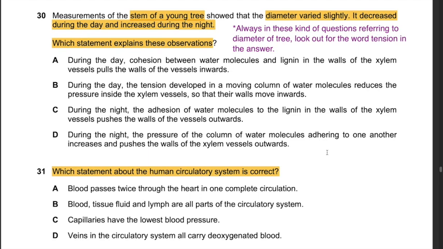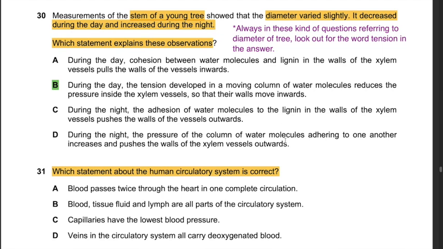Let's look at answer A. During the day, cohesion between water molecules and lignin in the walls of the xylem vessels pulls the walls of the vessel inwards. That doesn't talk about tension. So statement A is incorrect. Statement B. During the day, the tension developed in a moving column of water molecules reduces the pressure inside the xylem vessels so that their walls move inwards. Yes, this is correct. And this is the only answer that has the word tension in it. So in these kind of questions talking about the stem of a young tree where the diameter has varied, you should look out for answers related to tension. So the answer over here is answer B.